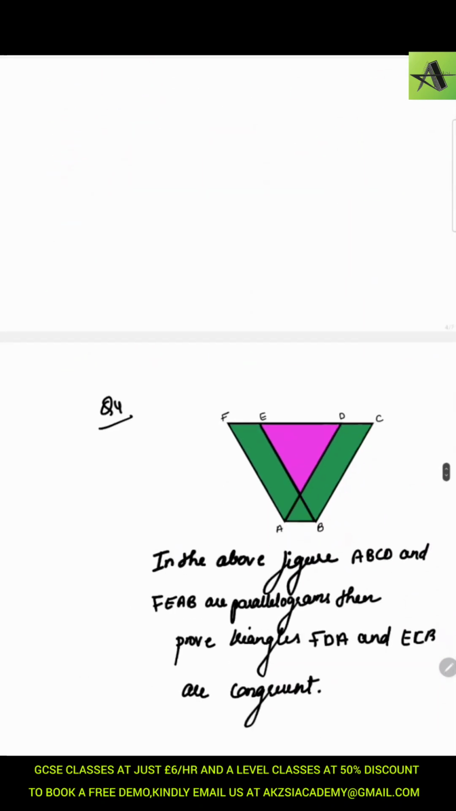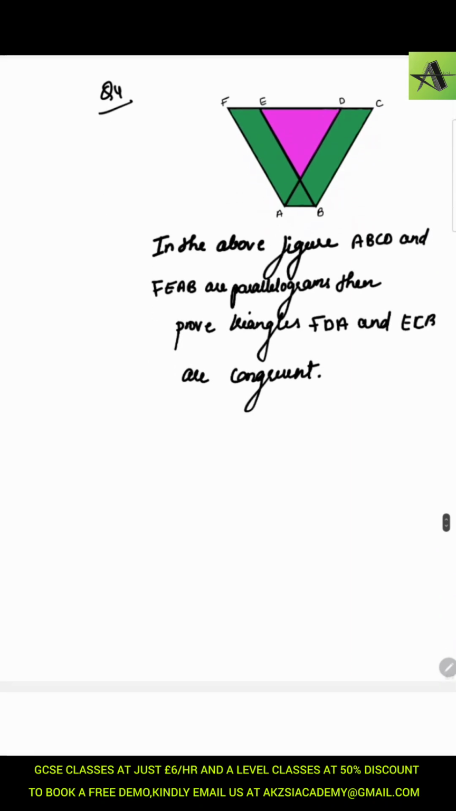Moving on to the next one. In the above figure, ABCD and FEAB are parallelograms. Then prove triangles FDA and ECB are congruent. Well, if I explain this in this diagram, it might be a little difficult, but if I show this by dissociating it, it would be easier for you to understand.